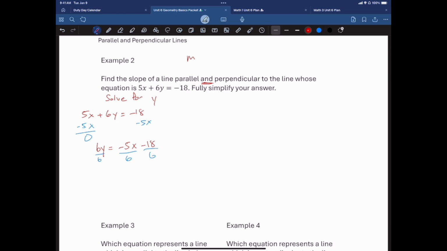So we're going to be left with, on the left-hand side, 6 divided by 6 is 1. It goes away. Then we're going to have, I'm going to rewrite this, but it's going to be -5 over 6x. And my y-intercept now is going to be -3, right? Because -18 divided by 6 is -3. Okay, my slope is -5/6. I can write any line that I want. It doesn't say it has to go through a specific point.